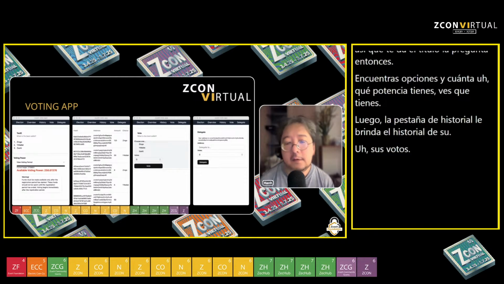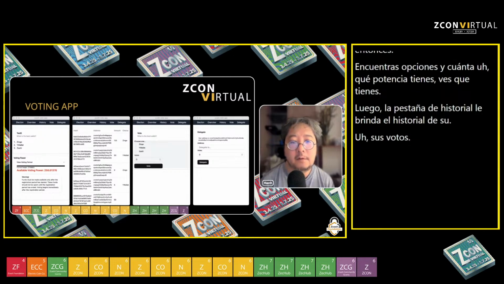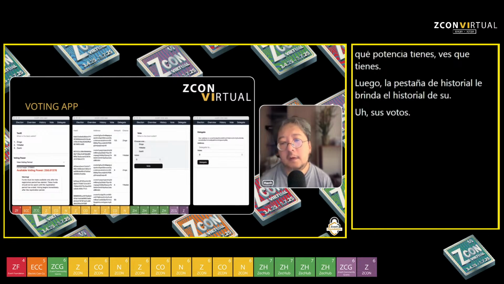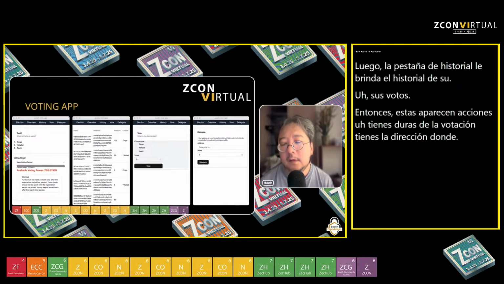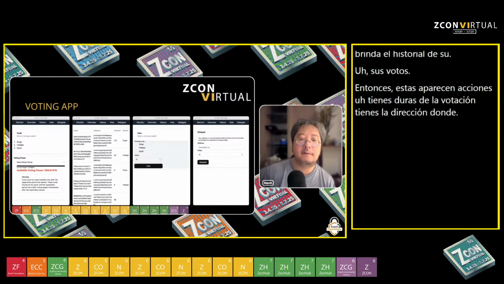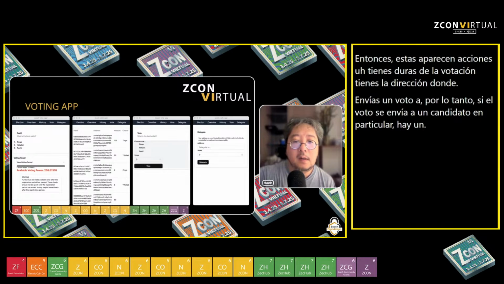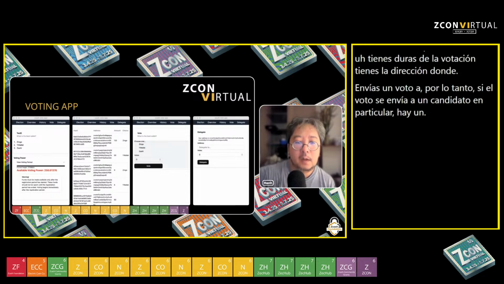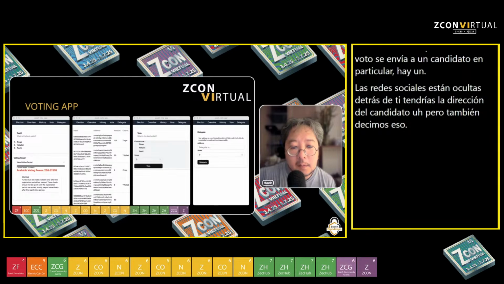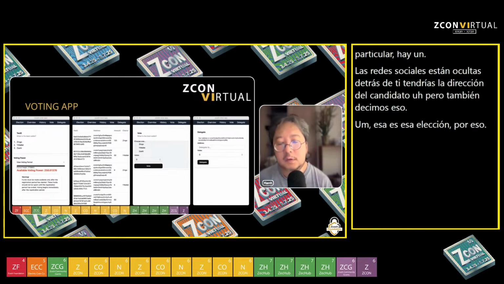So these appear as transactions. You have a hash of the vote, you have the address where you send the vote to. So if the vote is sent to a particular candidate or particular choice, there's essentially an address that is hidden behind. So you will have the address of the candidate, but we also say that that's choice single. If you delegate to someone, then there will be no choice. That's why the bottom one, the one that says 50, the amount 50, there's no choice. It's actually a delegation from you to that particular address.